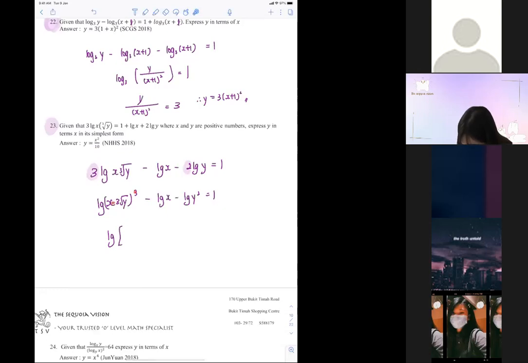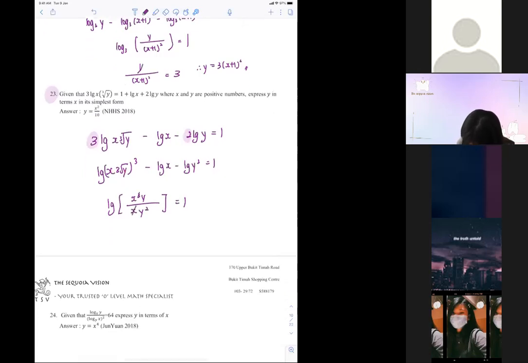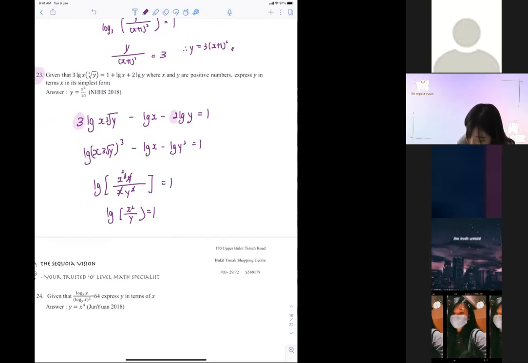So just nice you put the power in, it is x cubed y, divide by x, divide by y squared. Cancel, cancel, cancel. You have log of x squared over y equals to 1. From here, you don't want the log, you bring the base over. The base is 10, so 10 to the power of 1. So x squared over y equals to 10. Then y equals x squared over 10. Answer.